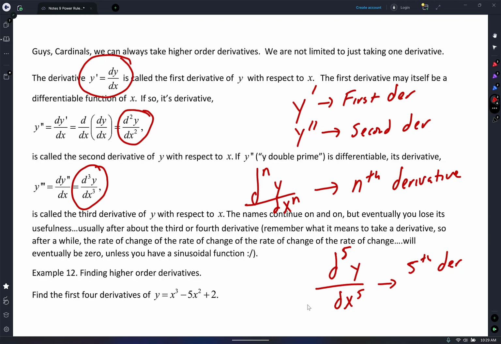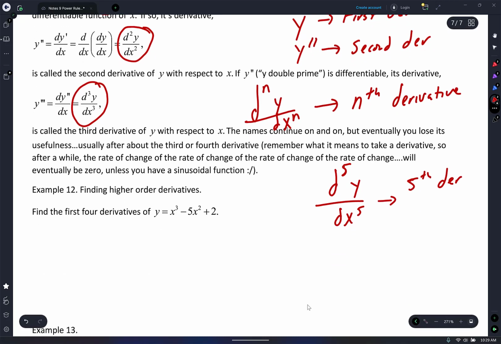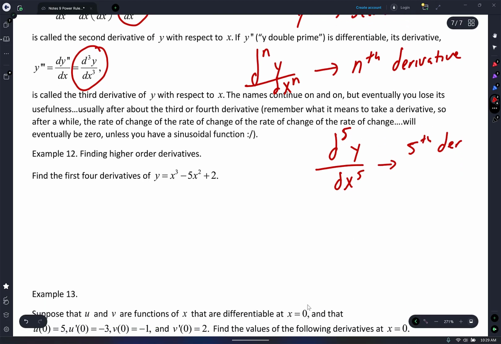Yeah, don't worry, you will. Right now, we're just going to practice. All right, guys, here we go. You guys ready? This says find the first four derivatives of this expression. We're going to go slow.